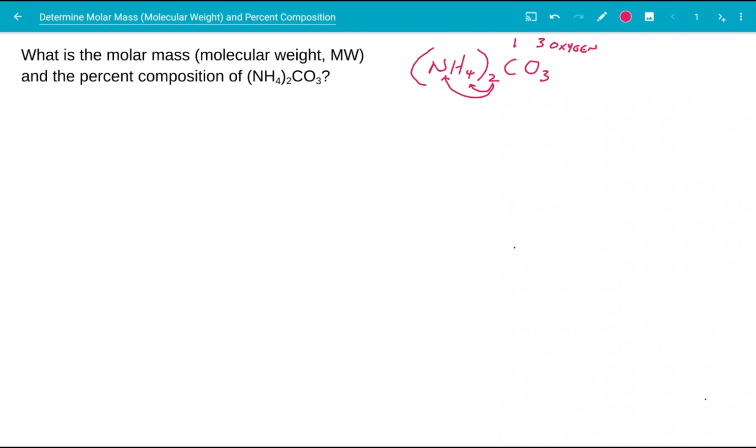A lot of students like to think of it that way, but that's not how that all works. So treat the parenthesis just like in math. It multiplies whatever's inside the quantity.